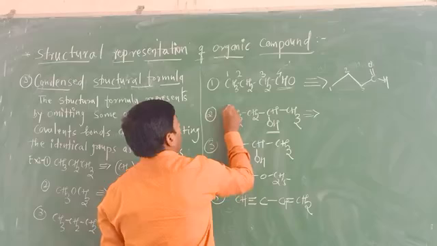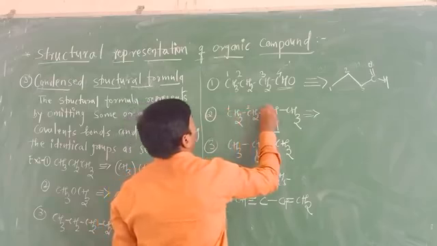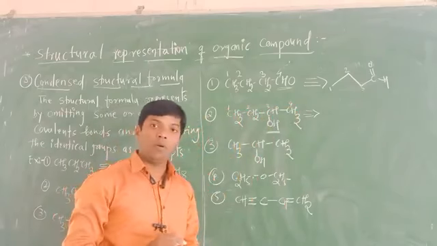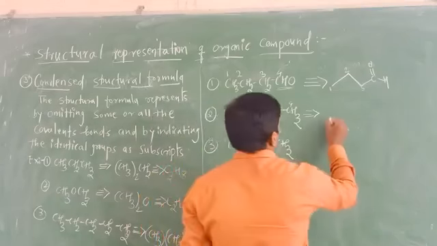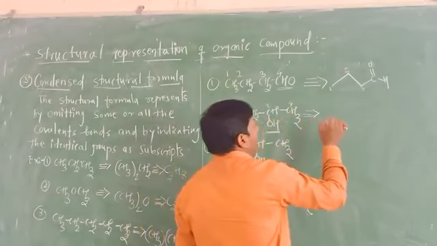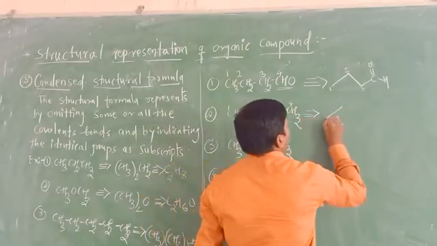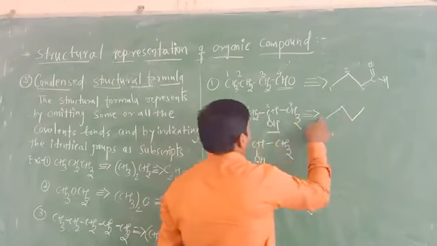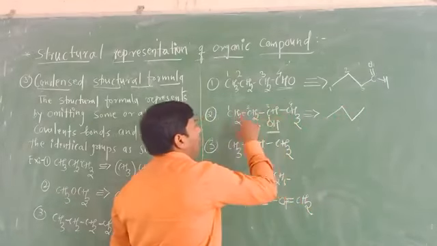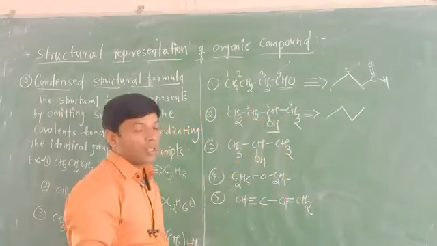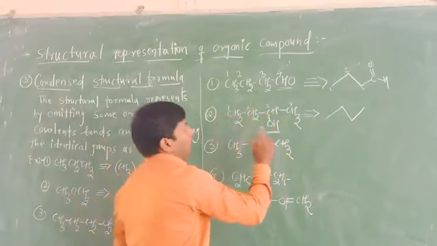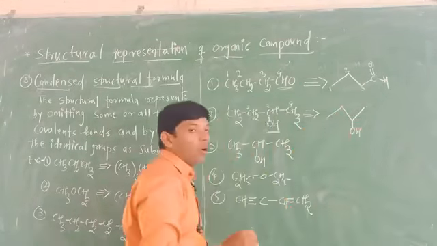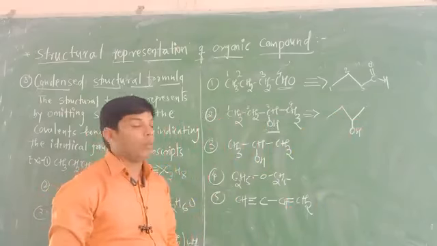First of all, you have to count the number of carbon atoms: 1, 2, 3, 4. Is there a double bond? No. Is there a triple bond? No. So first of all, you have to write the 4 carbon atoms in a zigzag manner. Each terminal line or end indicates a CH3 group. At the third position, the OH group is there. This is called the bond line structural formula.